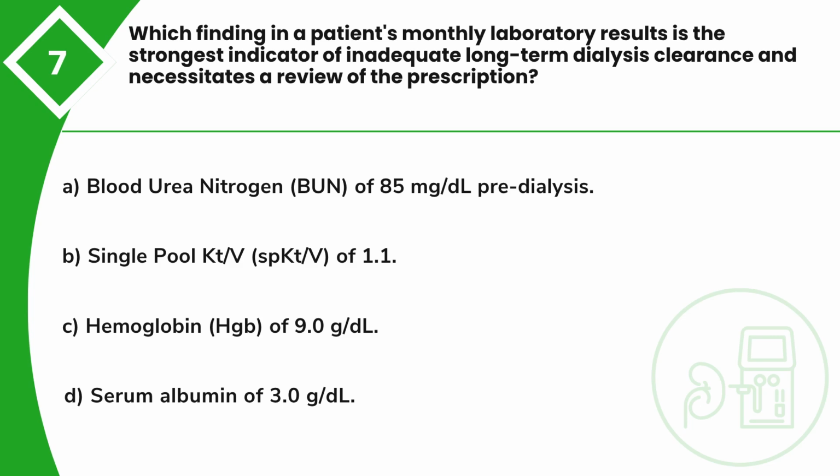Which finding in a patient's monthly laboratory results is the strongest indicator of inadequate long-term dialysis clearance and necessitates a review of the prescription? A. Blood urea nitrogen, BUN, of 85 milligrams per deciliter pre-dialysis. B. Single pool Kt/V, spKt/V, of 1.1. C. Hemoglobin of 9.0 g/dL. D. Serum albumin of 3.0 g/dL.